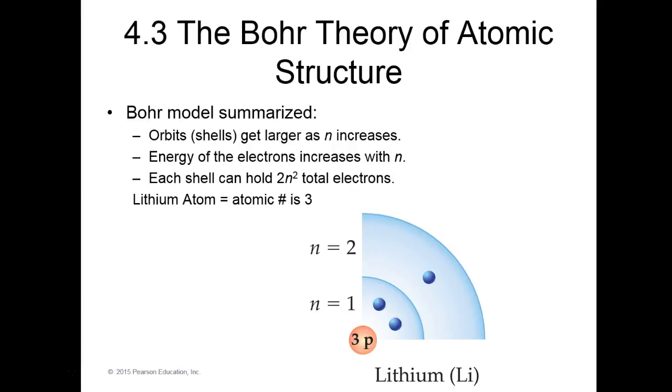So the Bohr model summarized that the orbit shells get larger as n increases, the energy of the electrons increases with n, and each shell can hold 2n squared total electrons. Here's an example of lithium. If you look at your periodic table, and hopefully you have that printed next to you with all of my lectures, the atomic number is 3. We've got 3 protons and 3 electrons. We know there are 2 electrons in the first orbital, but there can only be 1 in the second because there's only a total of 3. So we fill each level as we go, and we'll have more examples here.